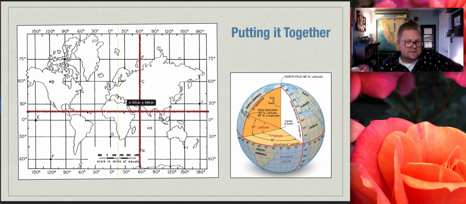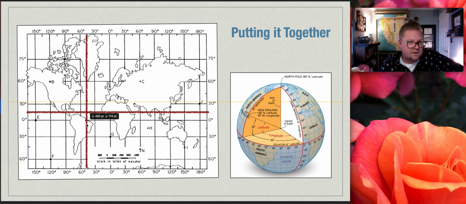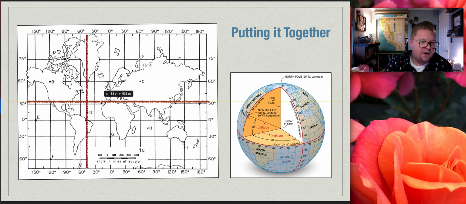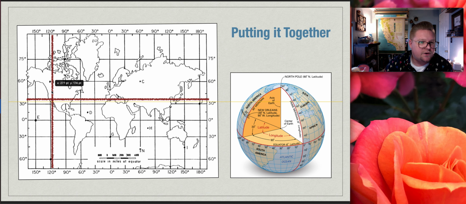Well, letter D is here, so it's between 0 and 30, so it's 15 degrees north, and it's also going to be 45 degrees west of the prime meridian. So we are in greater Los Angeles. We're about there, about 34 degrees north and about 118 degrees west of the prime meridian. That's approximately our location. Now, these are using whole numbers.